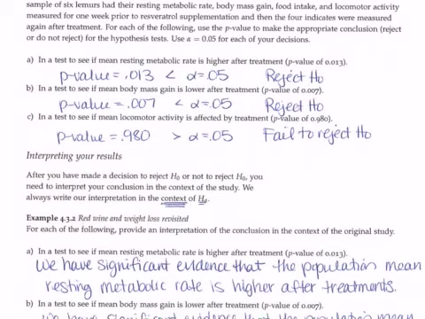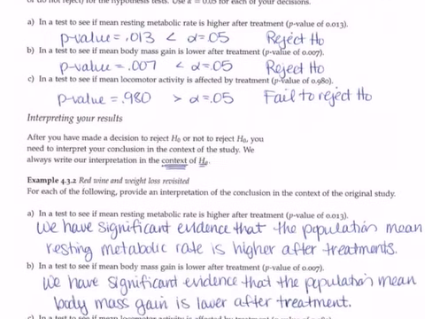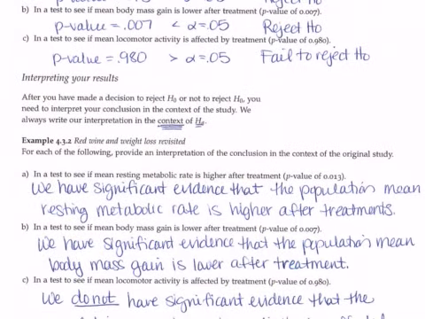In part B, we're trying to see if mean body mass gain is lower after treatment, and we get a p-value of 0.007. We compare 0.007 to our alpha significance level, 0.05. 0.007 is less than 0.05, so we again would cross off, or reject, the null. This would be from a sample value that's very far out in the tail, giving only 0.007 in the tail, telling us that the sample value was not likely if the null is true, so we want to cross off the null. If we reject the null, then we have significant evidence of the alternative. So we would say as our conclusion that we have significant evidence that the population mean body mass gain is lower after treatment.